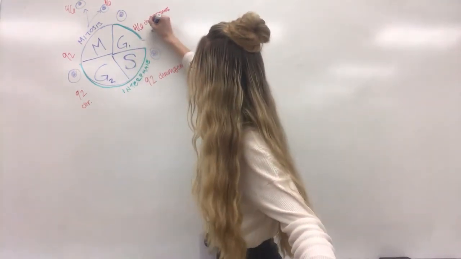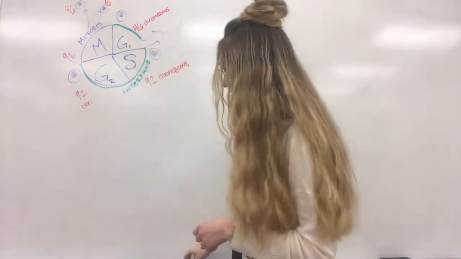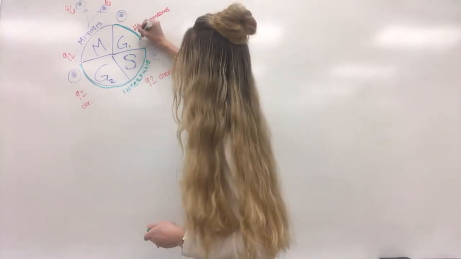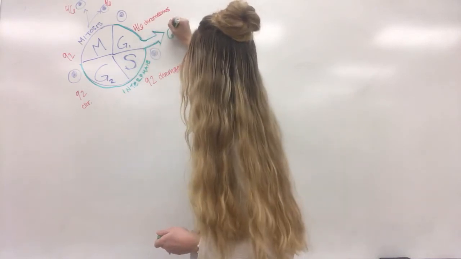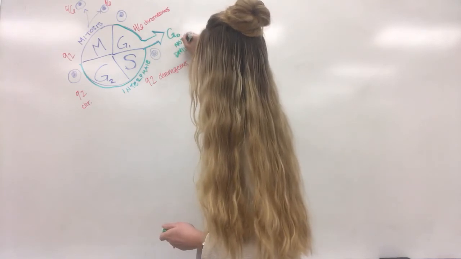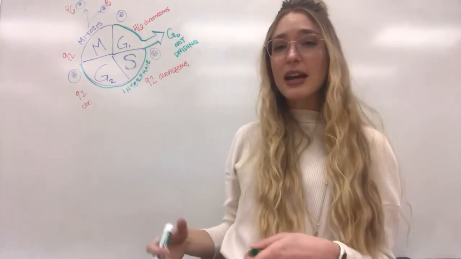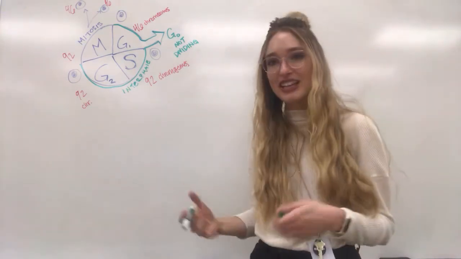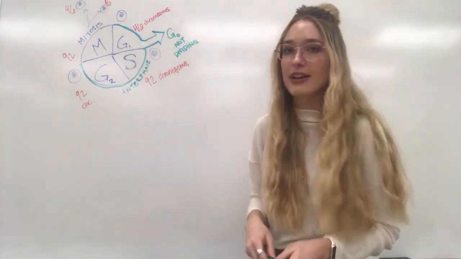you would enter G0, or G naught. And we said that G naught is when you are not dividing anymore. Some cells divide all the time, some cells divide occasionally, some cells don't divide at all. If you don't divide at all, you're in a G naught phase.